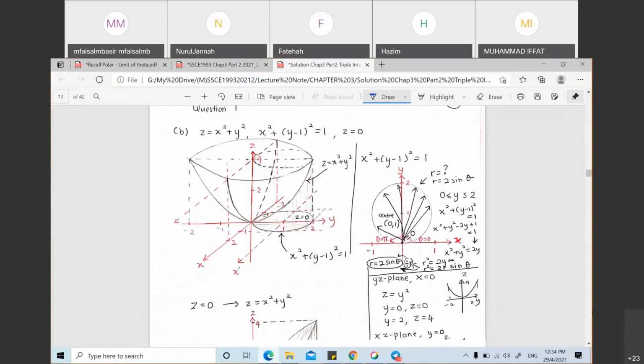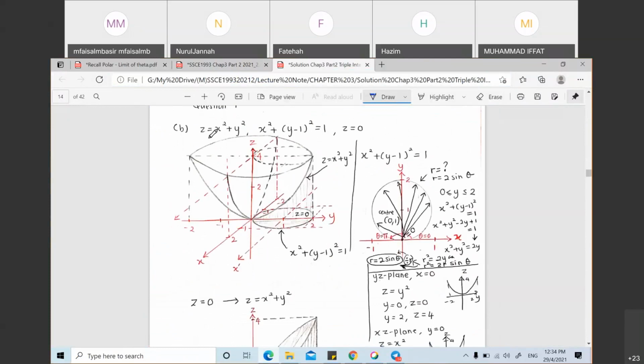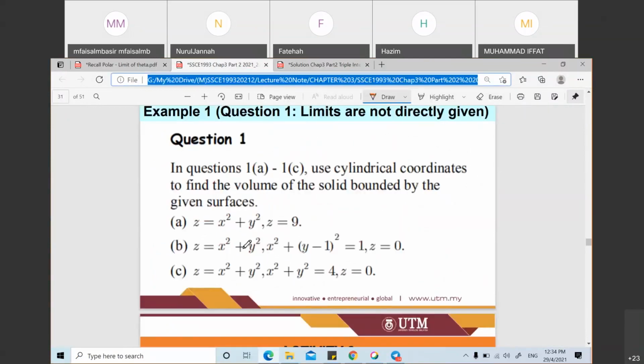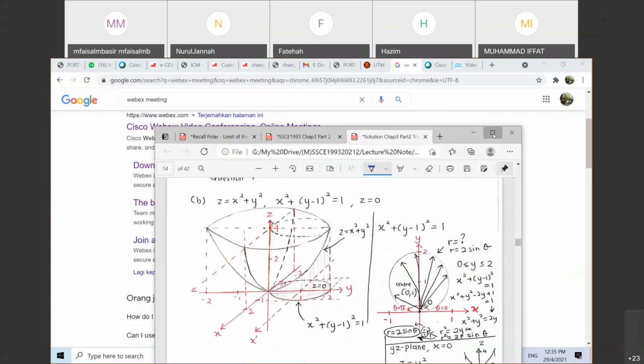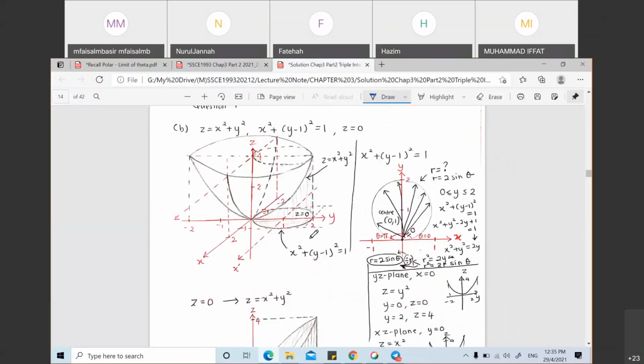Okay. Second one, we have a circle, and this is again a parabola, and we have z equals 0. It is shifted a little bit to the right. So we just take this part only. We don't want to consider this. We see which one is bounded or intersecting.